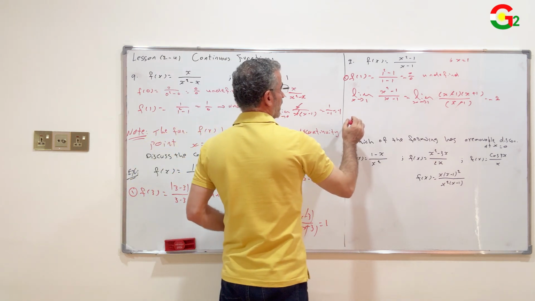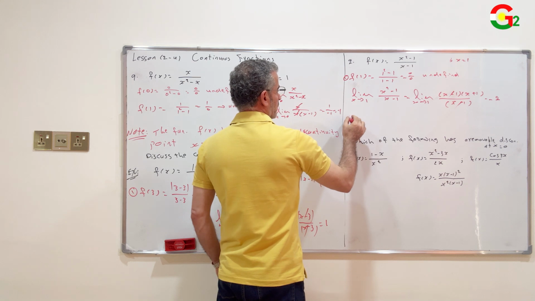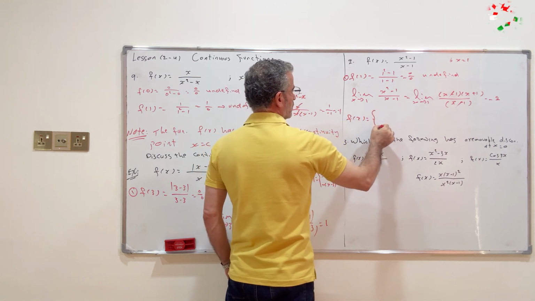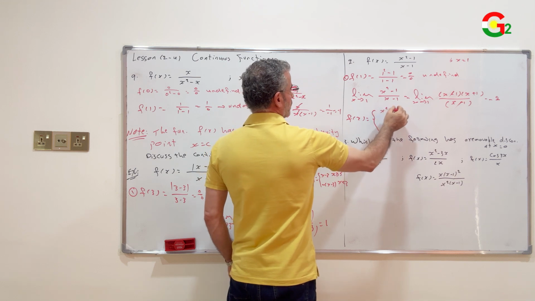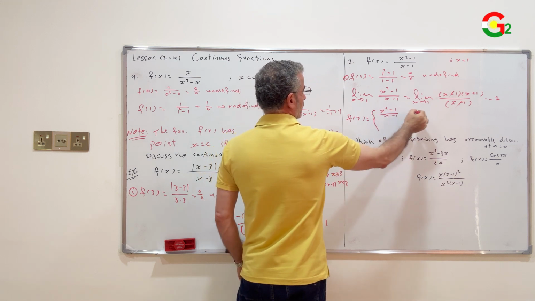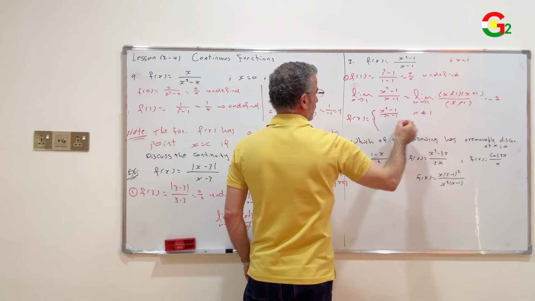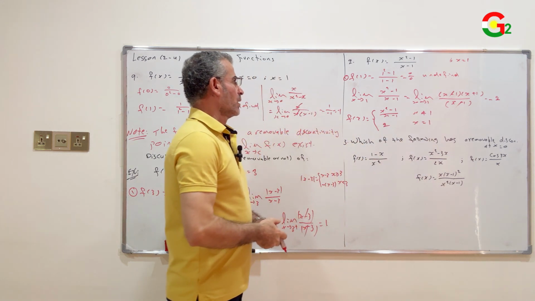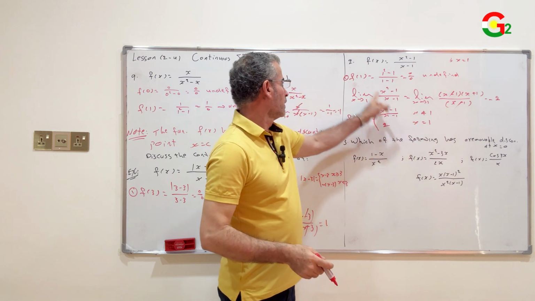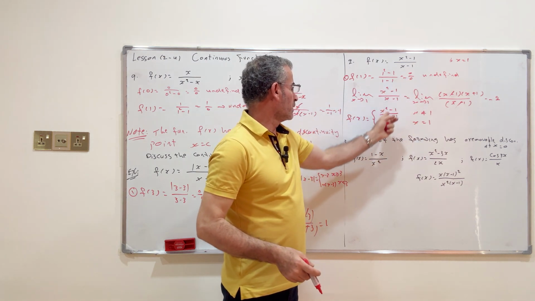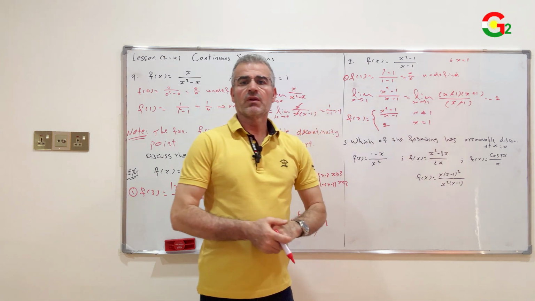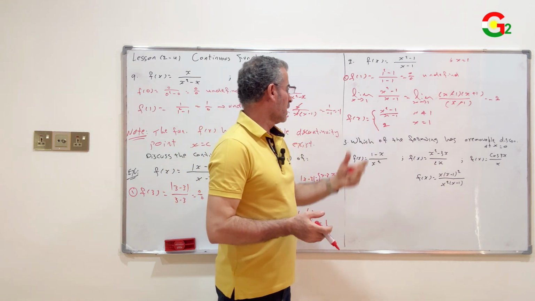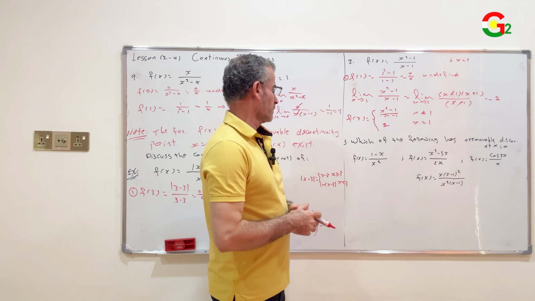And we can redefine this function as f of x equal to a piecewise function: x squared minus 1 over x minus 1 when x is not equal to 1, and 2 when x equals 1. Now f of 1 is 2, the limit also is 2, the value of the function equals the limit of the function when x approaches 1, and the function is continuous.